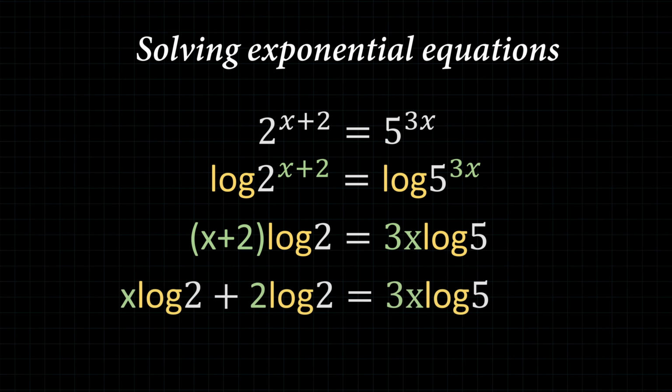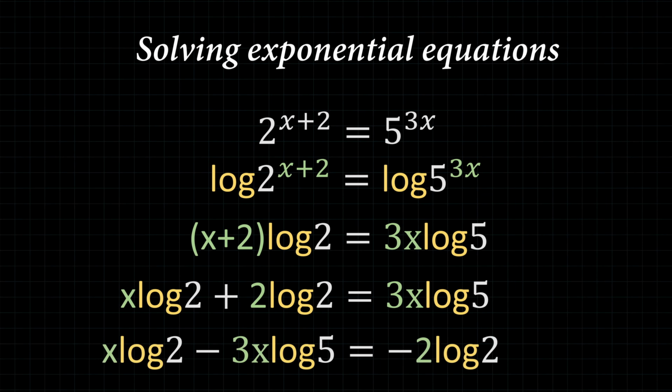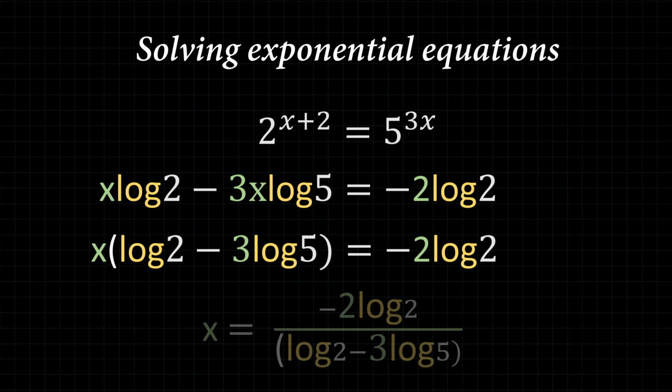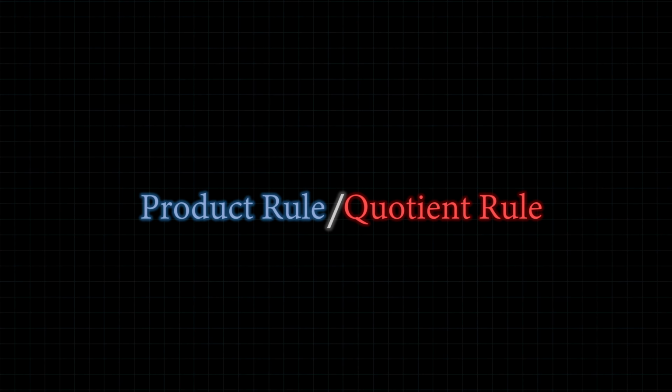I can distribute the left-hand side to break the bracket and group up the terms with x's on the left-hand side. This way I can factor out the greatest common factor, which is my x, and finally isolate my x, getting whatever the heck this is. And that wraps up the super simple but super important power rule. Next up is the product rule and quotient rule.